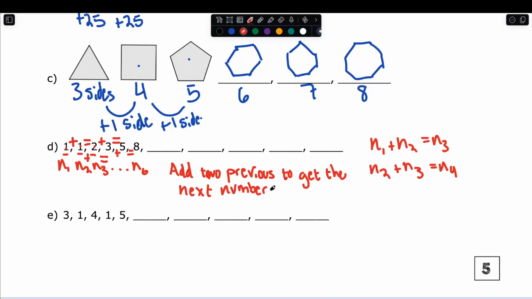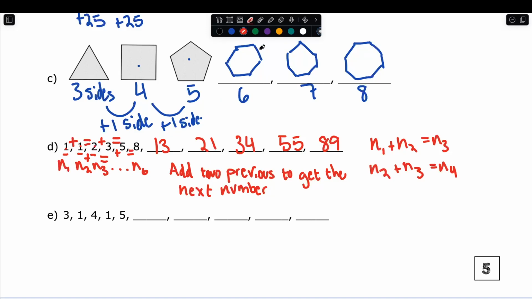And that's my conjecture here, which means if I do 5 plus 8, then my next number should be 13. 8 plus 13 is 21, then 34, 55, 89. So adding our two previous numbers should get us the next number in the sequence.